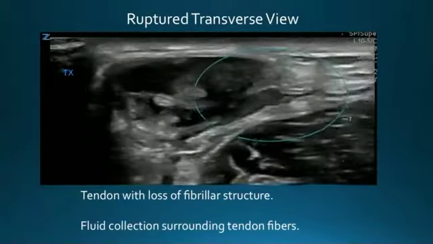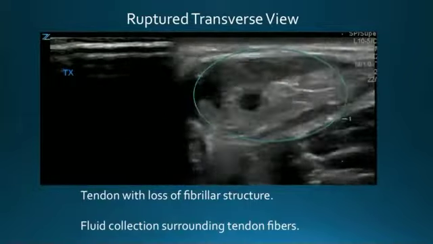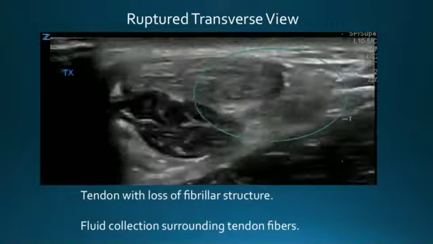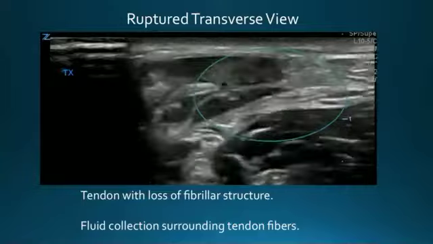In this video clip, a ruptured transverse view of an Achilles tendon is appreciated. Here we can appreciate that there is a loss of the typical fibrillar structure and a fluid collection surrounding the tendon fibers.